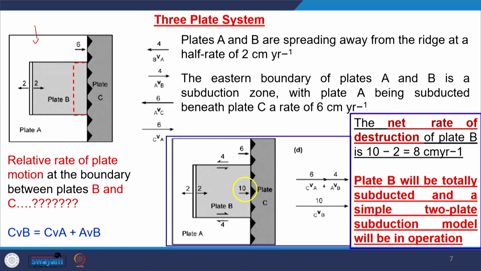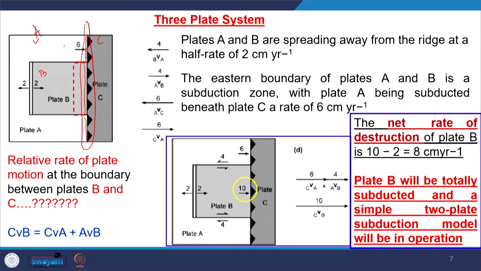So, here plate A was earlier existing, and then plate B was carved out from plate A. Let us introduce another plate C, which has a common boundary with plate A and plate B. But the difference is that here plate C and plate A are sharing a convergent margin, and here they are also sharing a convergent margin, and it is a collinear convergent margin. That means, with respect to plates B and A, this plate C boundary is collinear.